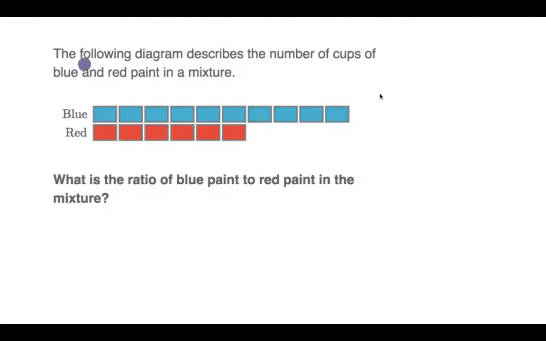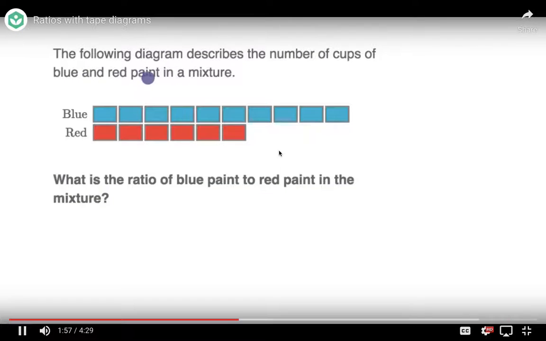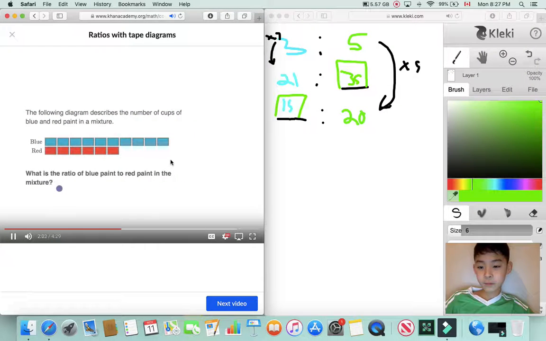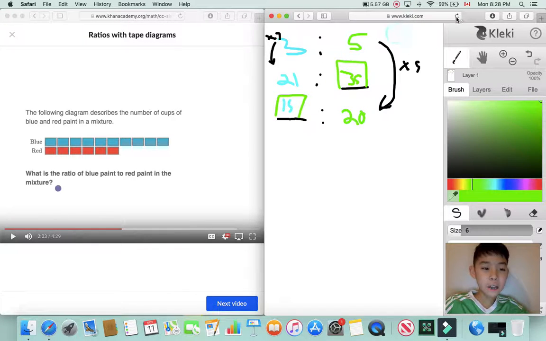Here we are told the following diagram describes the number of cups of blue and red paint in a mixture. What is the ratio of blue paint to red paint in the mixture? So try to work it out. Okay, I'll quickly pause the video.